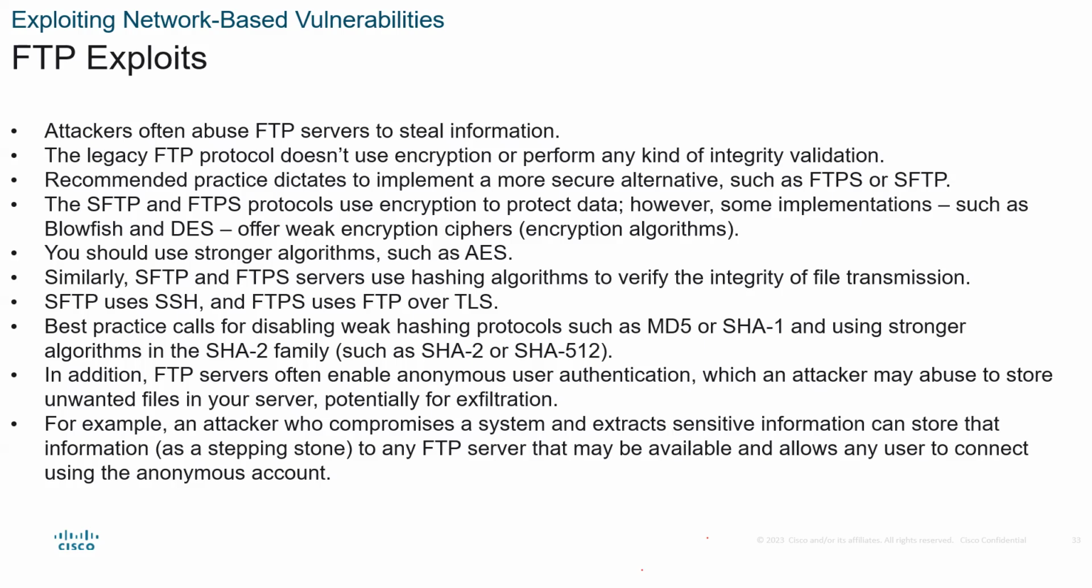So similarly, SFTP and FTPS servers use hashing algorithms to verify the integrity of file transmission. Hashing is simply adding a cipher to data to ensure it is unreadable. So that's what the algorithm does. Sometimes it's a fixed value, sometimes it's not, depending on what it is. Best practice calls for disabling weak hashing protocols such as MD5.